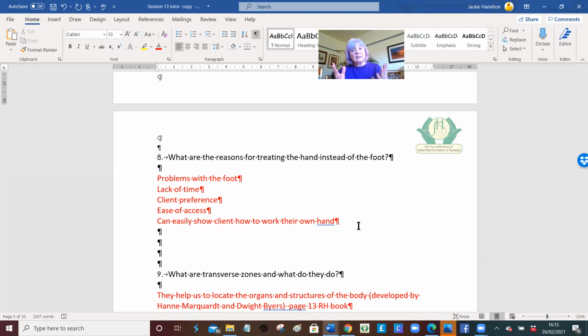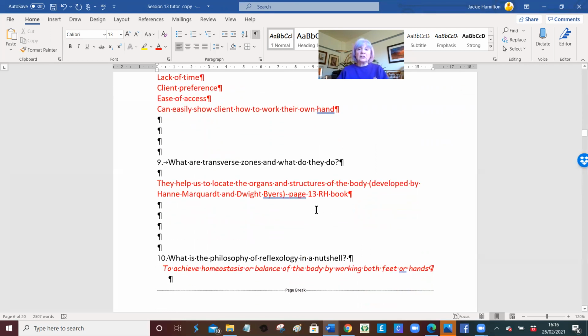Ease of access: if you're doing a well-being event, then that would be a good time to use the hands instead of the feet, because people don't have to take their shoes and socks off, particularly if it's winter and they've got boots on. And the reason as well to treat the hands is that you can easily show your client how to work on their own hand in between their treatments.